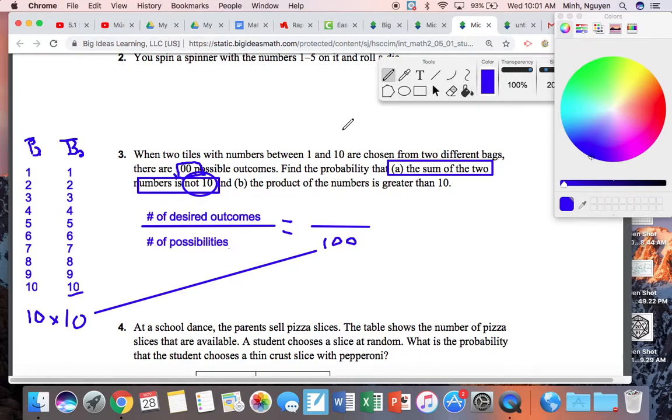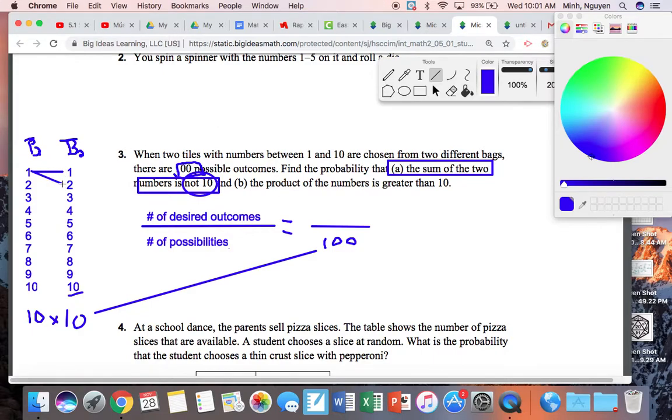Next, this is honestly just an issue of counting. What do I mean? Find the probability that the sum of the two numbers is not 10. So let's start off, 1 and 1. Does that add up to 10? If I add them together, no, 2 is not 10. So if it's not 10, we want to count it. So that's one way to make a number that is not 10, 1 plus 1.